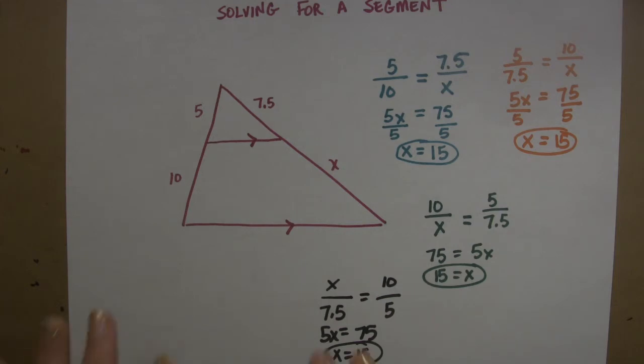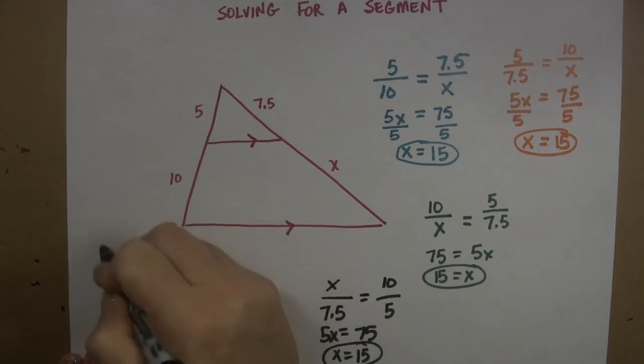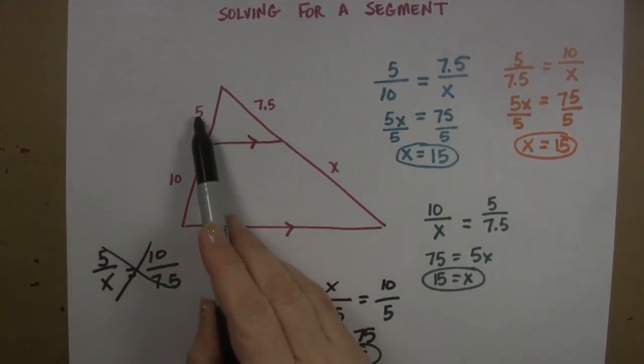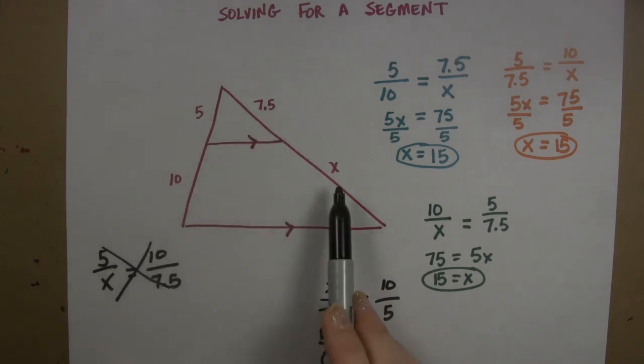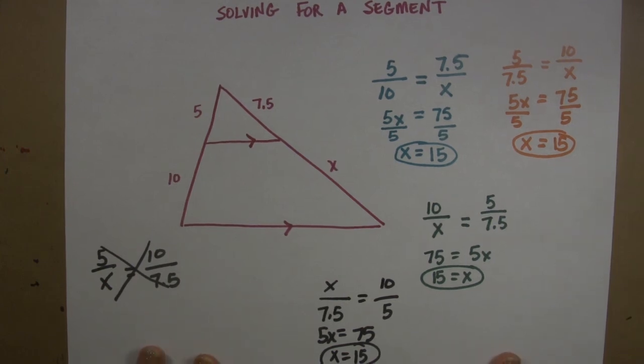You should have a plan. You can't just take these numbers and throw them in anywhere. Like you can't do 5 over x equals 10 over 7.5. That will not work. Okay? So if you start with the top on this side and go to the top on that side, then that's the way you do your bottoms. If you keep it nice and orderly and neat, you will get the right answer no matter how you do it.